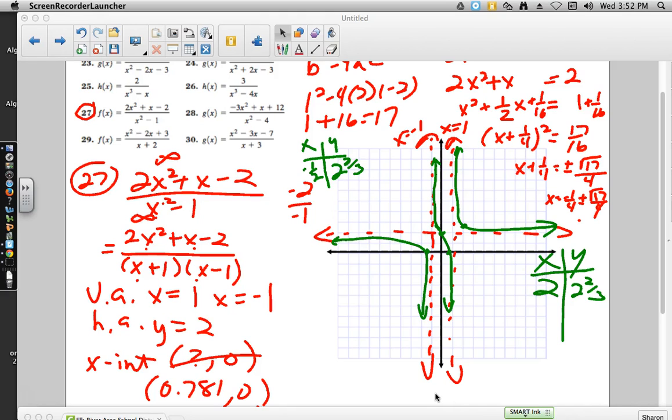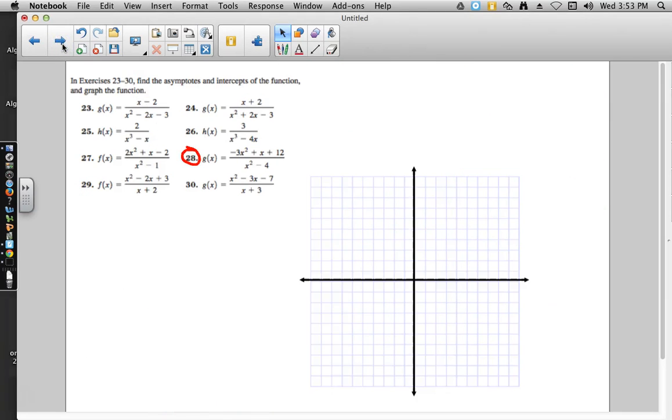So with this one, we have accomplished everything that they wanted us to do with number 27, and I will move on to number 28. Number 28 says, find the asymptotes, intercepts of the function, graph the function. That's the same thing we were doing on the last page. So with number 28, what we'd want to do is take a look at our numerator and denominator. And I think I'm going to put that up here.